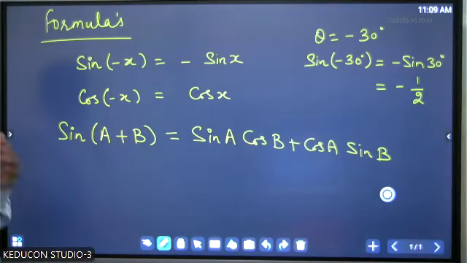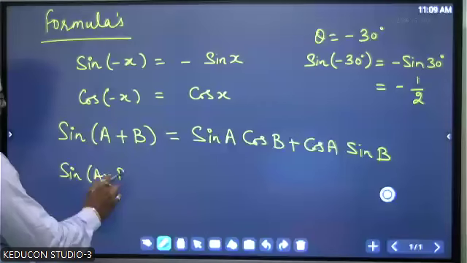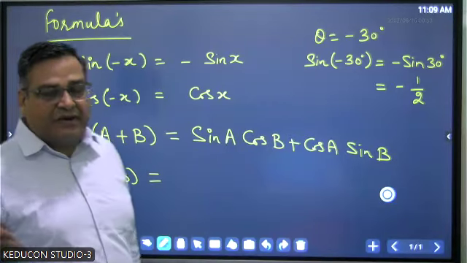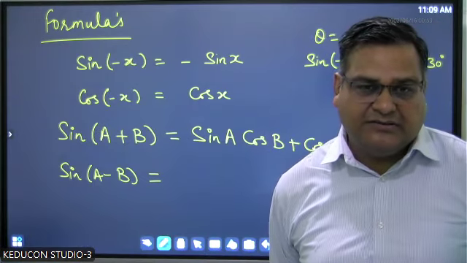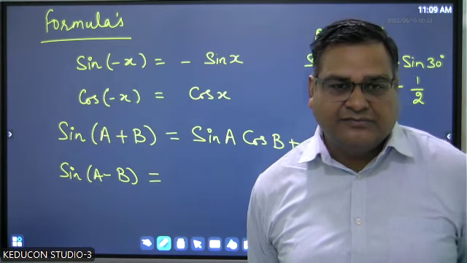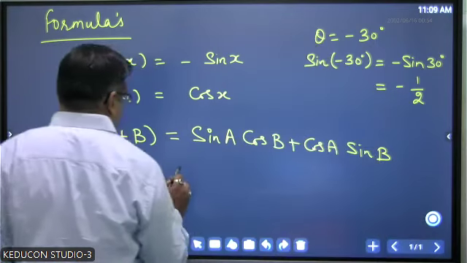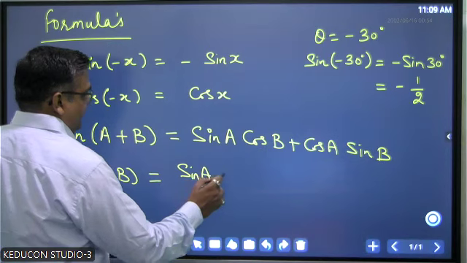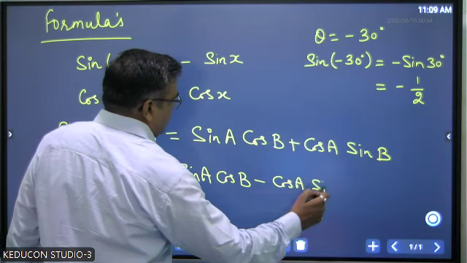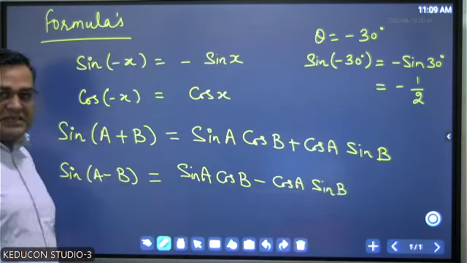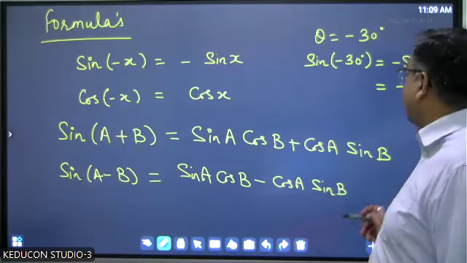Right? Next is sine of A minus B. What will be this formula? Anyone please tell me? Sine of A minus B. Sine A cos B minus cos A sin B. Right? Students, these formulas are useful when you have to calculate the value.